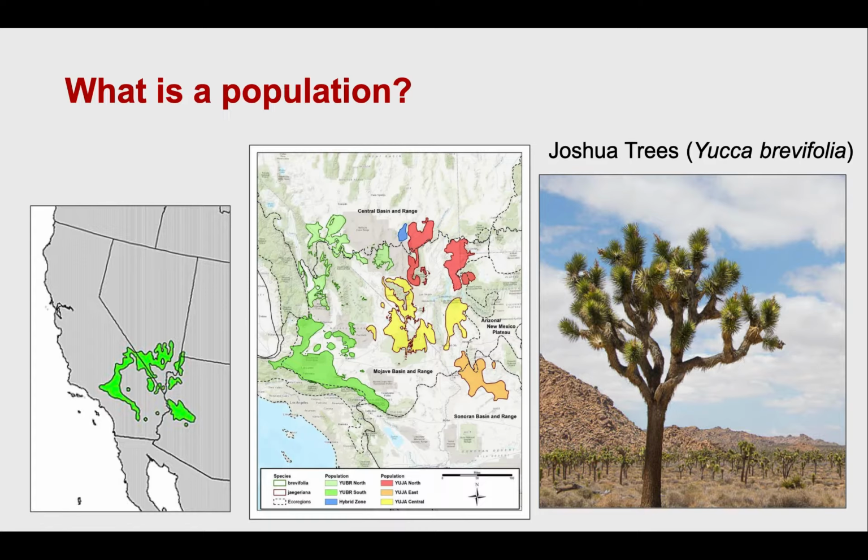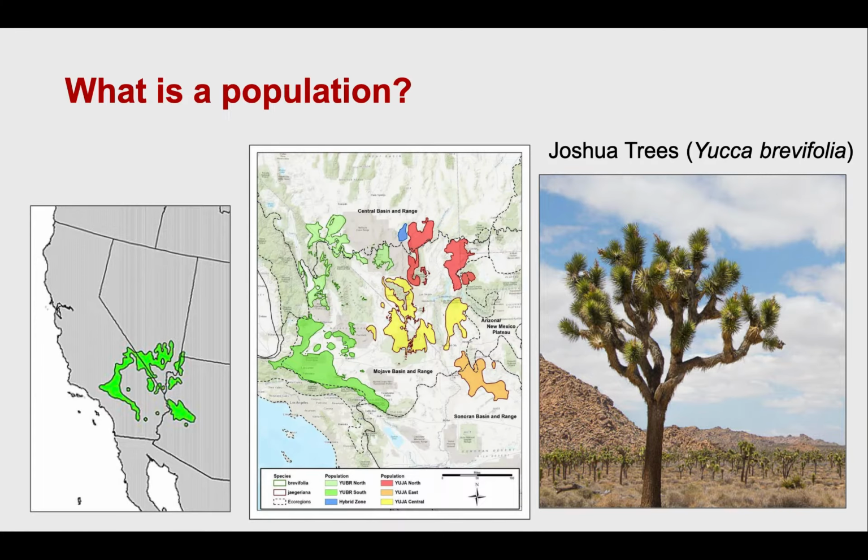So I want to just take a minute to talk about what a population is, because we've been saying this word quite a bit, and I just want to make sure we're all on the same page. So I'm going to use the example of the Joshua tree. I don't know if anyone's seen a Joshua tree here. I'm a big plant nerd. When I drove through this area, I was geeking out over these Joshua trees.